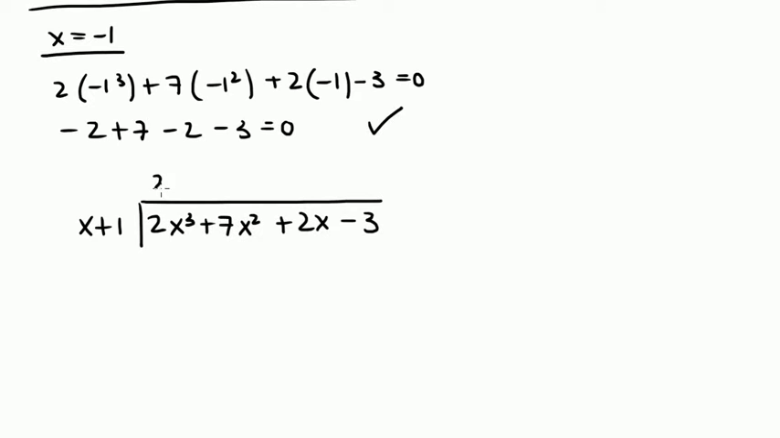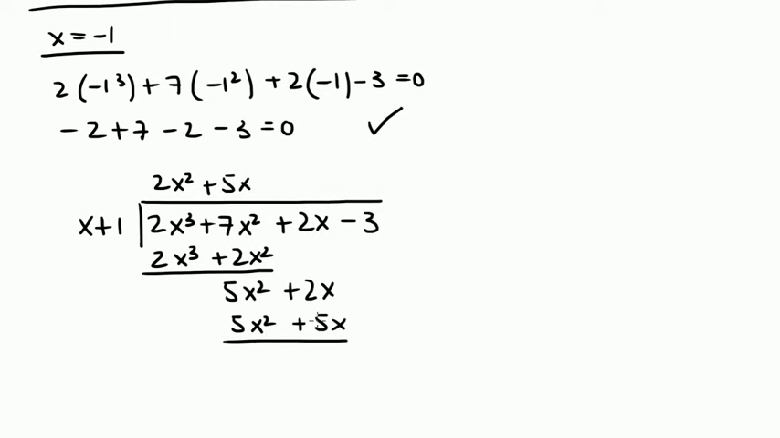X into 2x cubed, we get 2x squared. We subtract the bottom line from the top line and we're left with 5x squared. We bring down our 2x. X into 5x squared, we get 5x. Again, we subtract the bottom line from the top line. We'll be left with minus 3x minus 3.